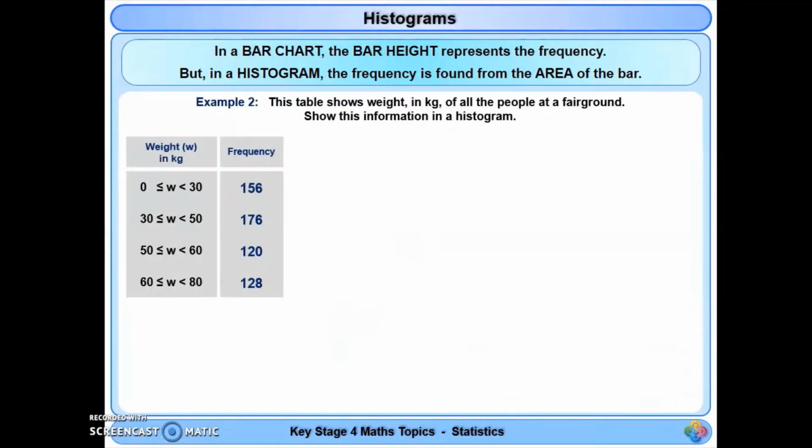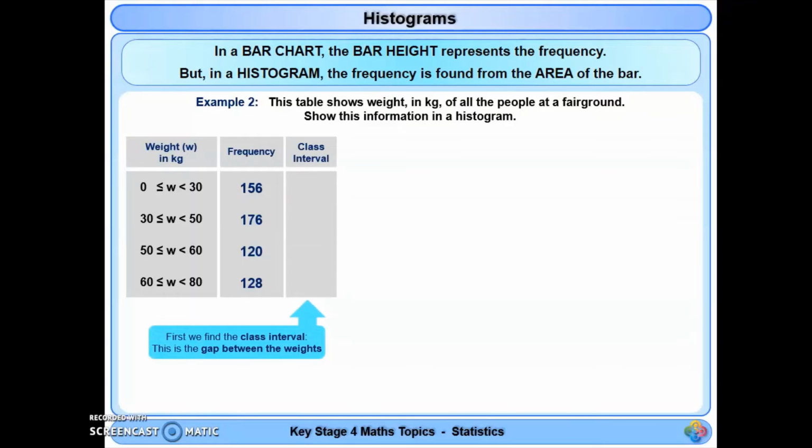Okay, I'm going to do one more example, but I'm going to go through the process a little bit quicker this time. Okay, so we have our data, we have our two columns. The first step we're going to do is produce a third column, class interval. We might refer to it as class width. We're going to fill in the class width for each group. So I've got a class width of 30, then 20, then 10, and then another 20.